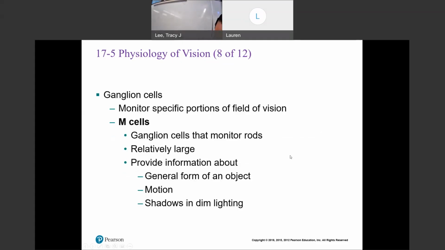All right, your M cells monitor rods. These guys do general information. So what do rods do? They're doing general information, motion, shadows. They're not our crystal clear vision, right? Who does our real detailed crystal clear information? It's our cones. So M cells are monitoring rods, so they're doing general information, general vision, nothing clear. That's all you need to know about that.